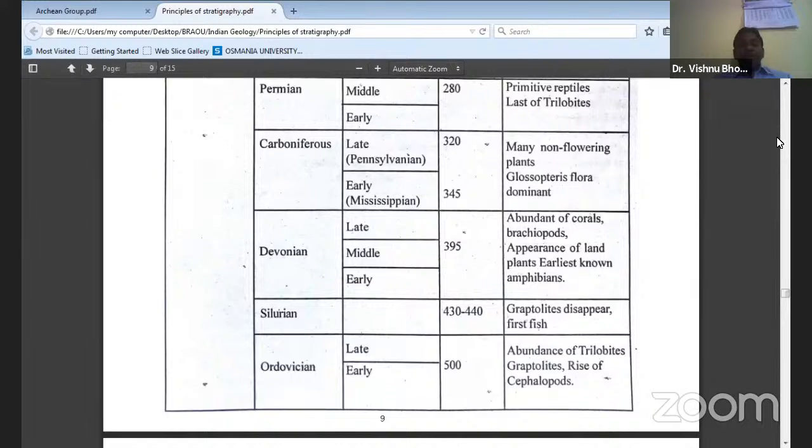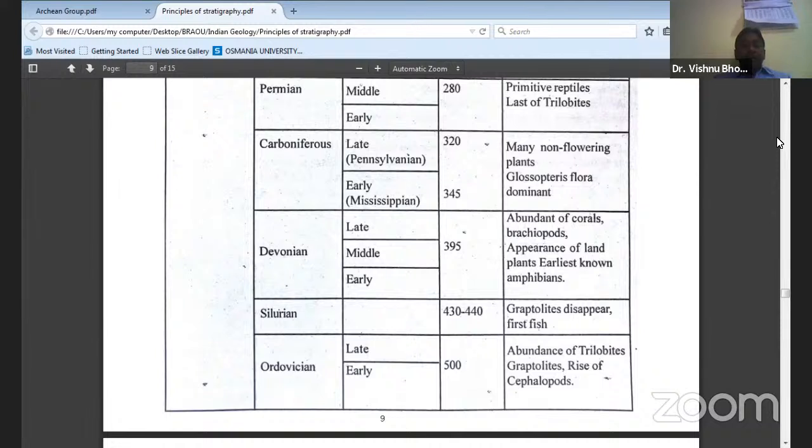And again we come to the Silurian. In the Silurian, the age was calculated as 430 to 440 million years. And again, the graptolites developed very much, and slowly they disappeared here, and the first fish was identified.